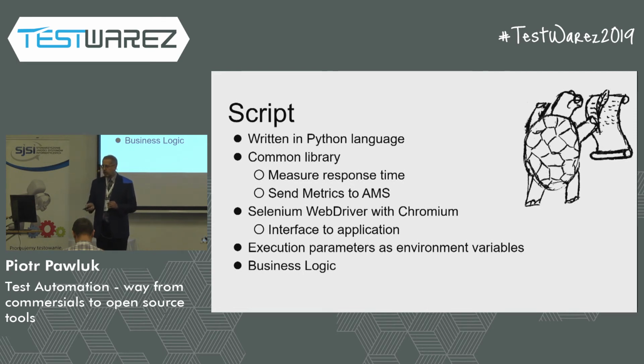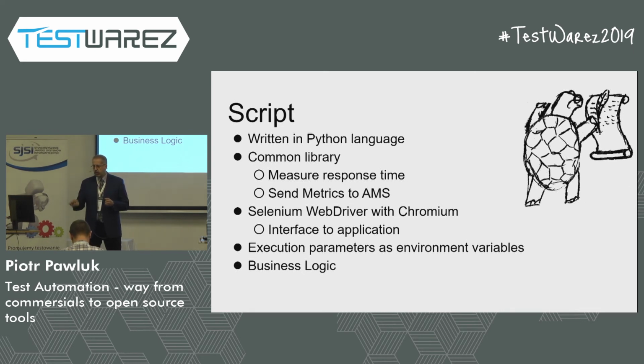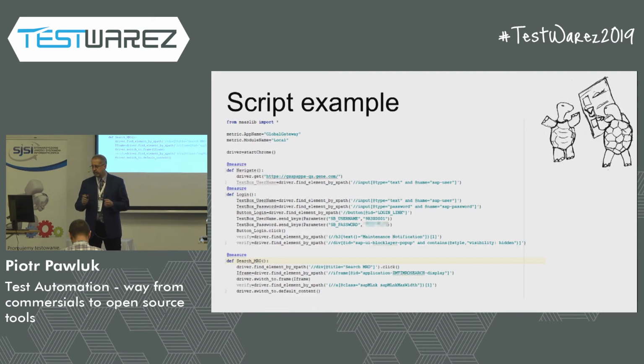Selenium WebDriver with Chromium was our interface to applications. And we used parameters like username and passwords as environment variables, and it was very easy to set up in Jenkins. And of course, in the script, we had the business logic, so what the script should do.